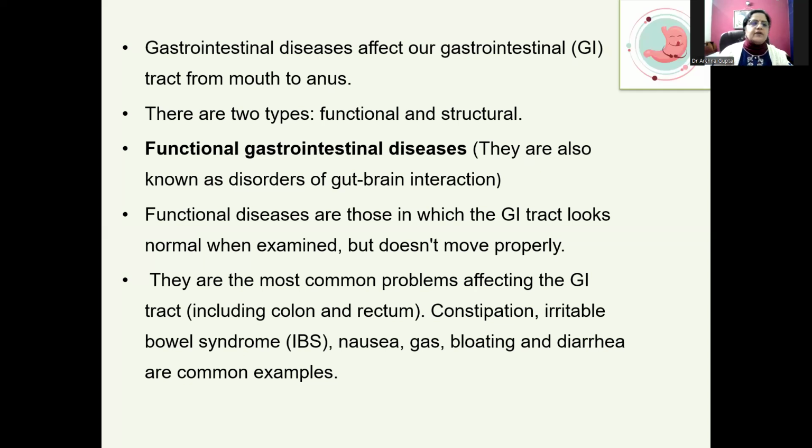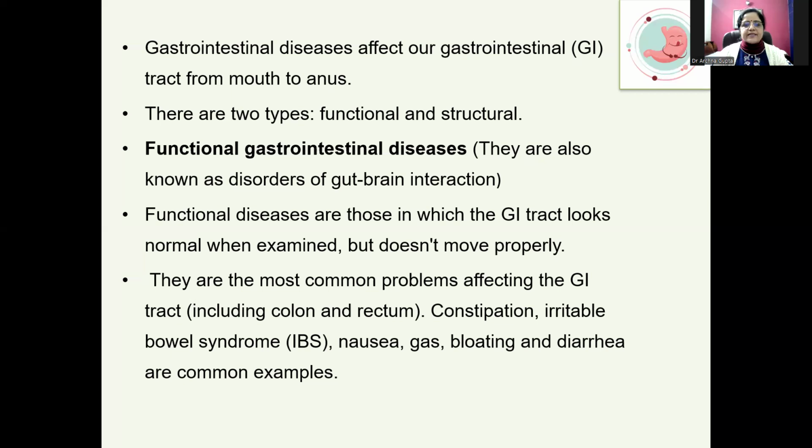to take care of. So gastrointestinal disease affects our GI tract from mouth to anus, in different body parts of this digestive system. So many small things are there, and they create a little bit of problems, later on converted into diseases. So there are two types of problems, functional and structural.